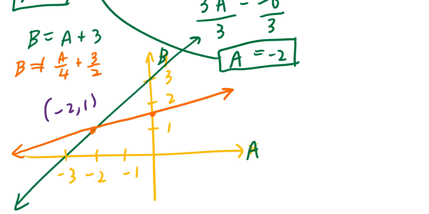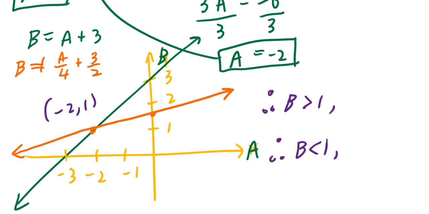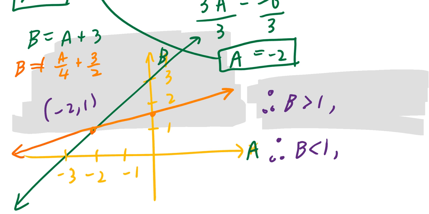Now, the hard part's over. Remember, the goal is to solve for a and b. So the two regions that you want to think about are what happens when b is greater than 1, and what happens when b is less than 1. Are you ready? Here we go. If you think about b, that's going to be everywhere up here, which is right here. What happens when b is greater than 1?